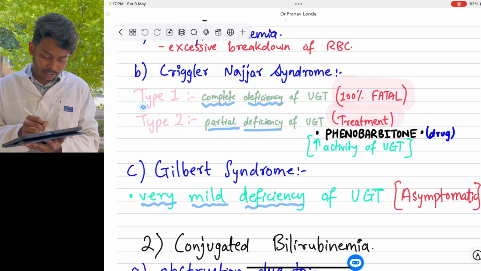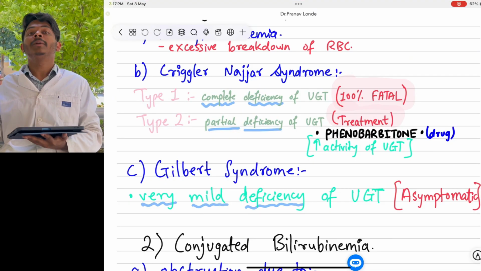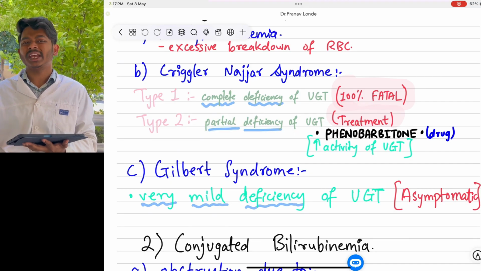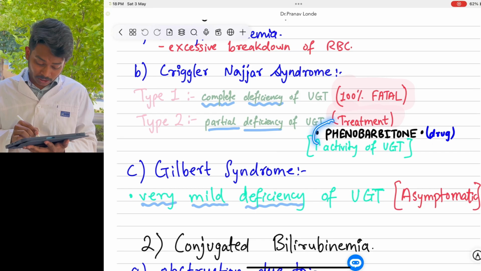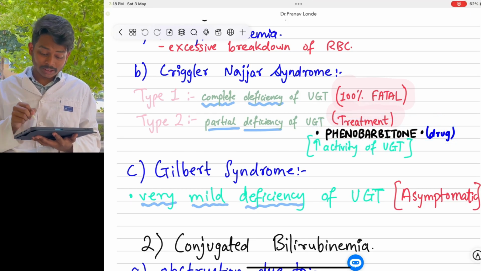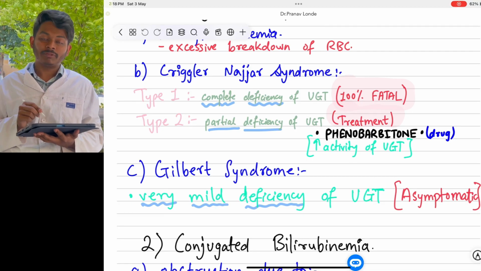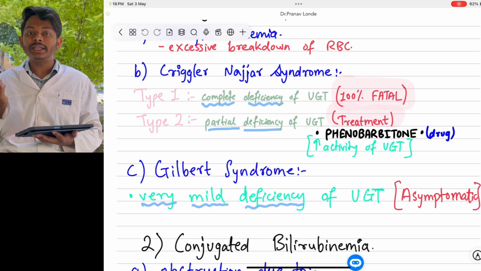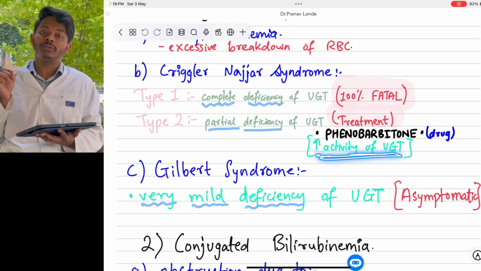In type 1 there is complete absence of UGT enzyme, but in type 2 there is partial deficiency of UGT, which is treatable. We can give the drug phenobarbital, not the drug that you are thinking of, but this medicinal drug, phenobarbital. What it does is it increases the activity of UGT enzyme.